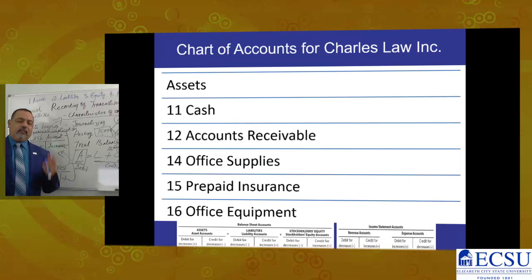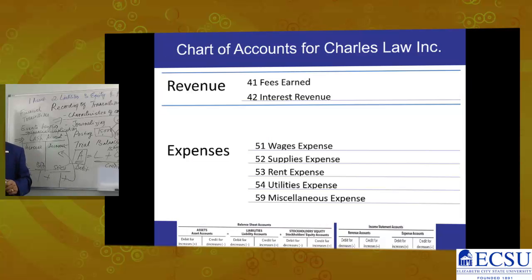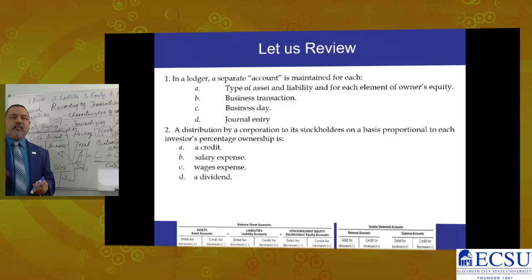Okay, but remember that all assets will start with 1. And the liabilities, as you can see, have started with 2. Stockholders' equity have started with 3. And revenues have started with 4. And the expenses have started with 5. So that's how we organize your chart of accounts.